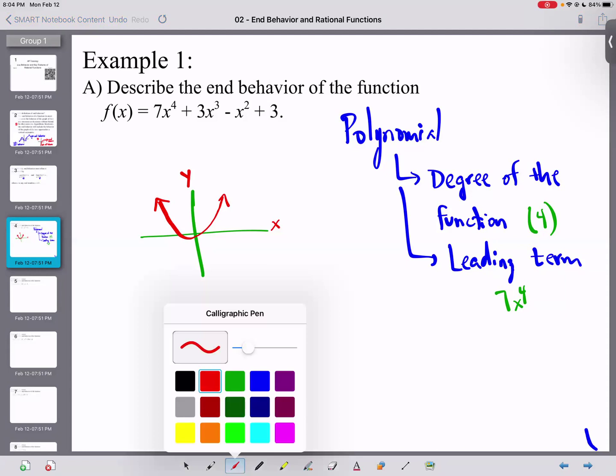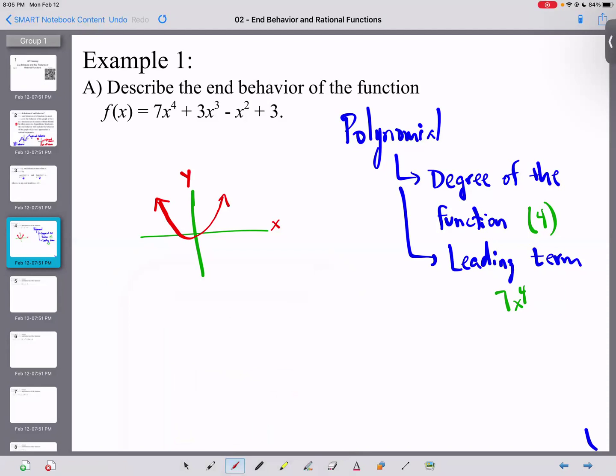And so the way we write the end behavior, again, all this is without graphing, is, let me say end behavior here. You would describe the end behavior in this form.